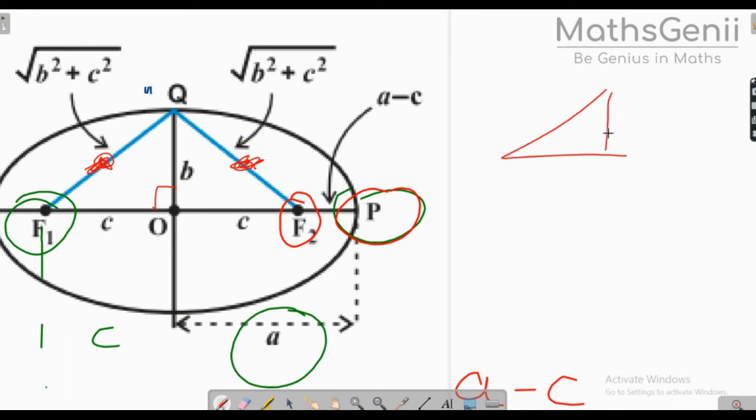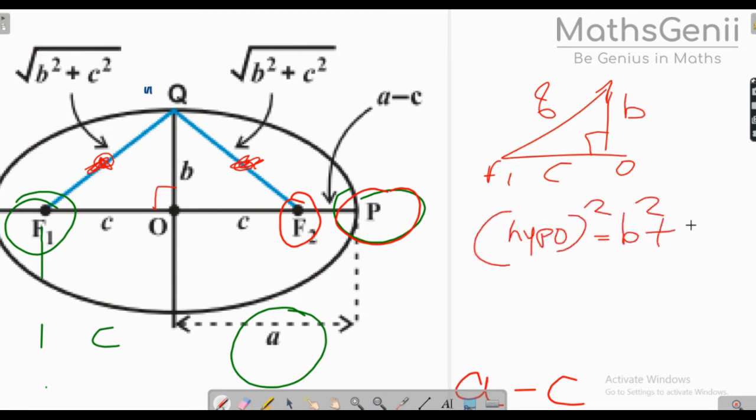This is your triangle. This is your minor axis, so it is B. And this is your distance from foci to center, which is C. What does my Pythagoras theorem say? This part is what? Opposite side to 90, it is hypotenuse. So hypotenuse square is equal to side 1 square plus side 2 square. So hypotenuse is equal to the square root.